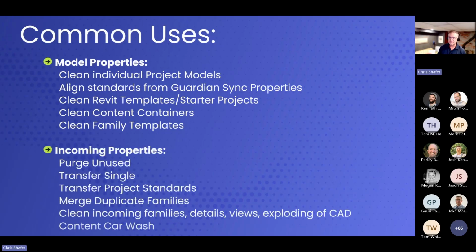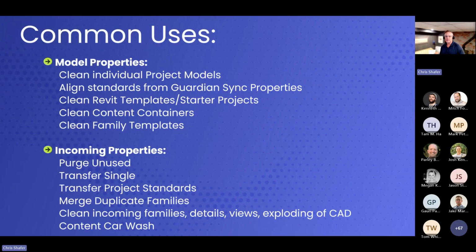As we mentioned before, purge unused, a very simple way of utilizing Guardian. Then, as Jake demonstrated last week, transfer single, where we've seen too many times where you need to bring over, say, one single wall type or a single text type or something like that, but Revit only allows you to bring everything across. Guardian will allow you to do that transfer single. And then transfer project standards as a whole, where you may want all those wall styles, but you don't want all the properties that come with them. So Guardian acts as that firewall.